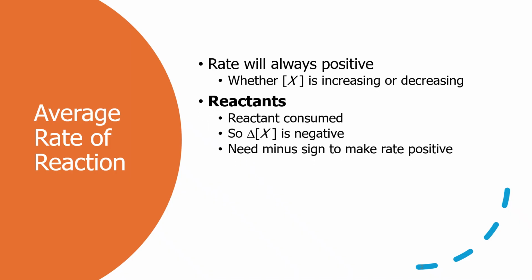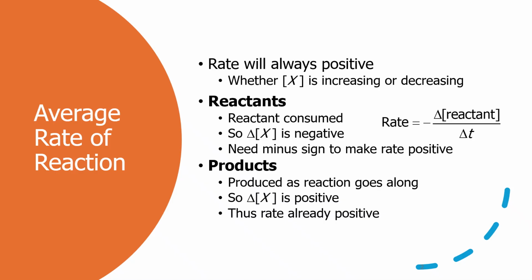Reactants, of course, are consumed, so by definition, the change in X will be negative. We can make it positive by simply putting a negative sign in front of our negative change. This looks like the delta change in reactant, the negative of that, over the delta change in time will be a positive rate.